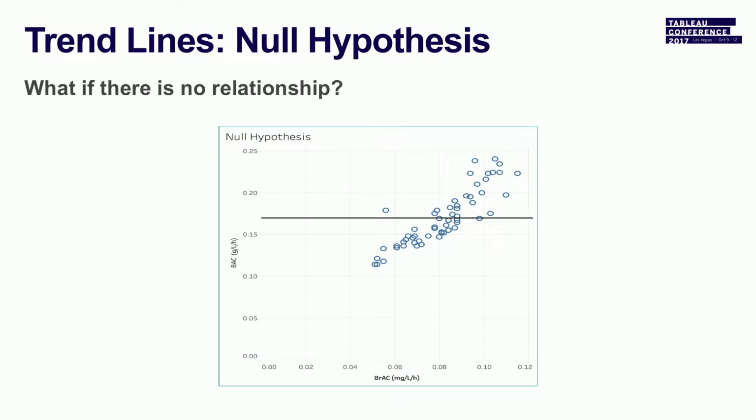The null hypothesis. In the context of trend lines, the null hypothesis is the hypothesis that there is no relationship between the 2 variables. Visually, it looks just like this. It's a flat line through the average of the data. So keep this picture in mind.